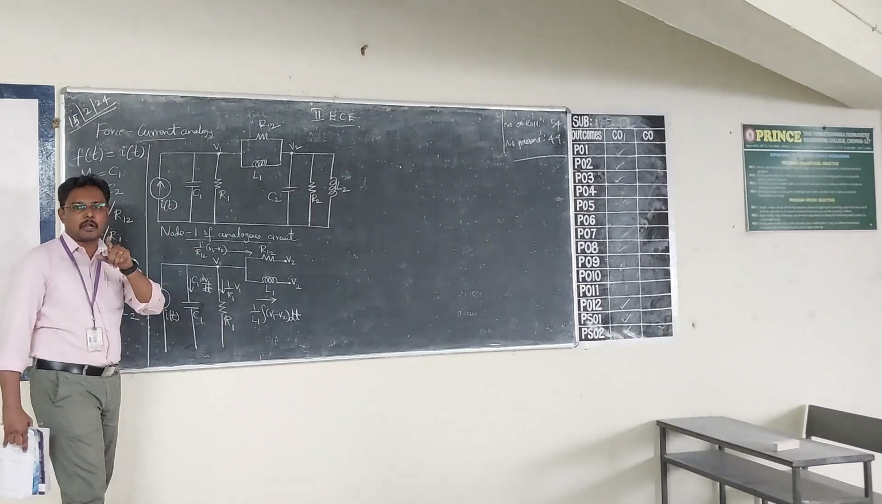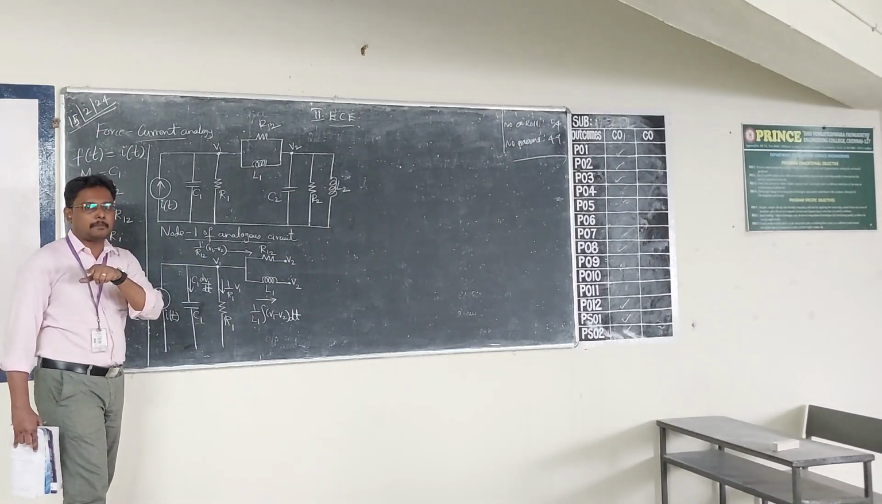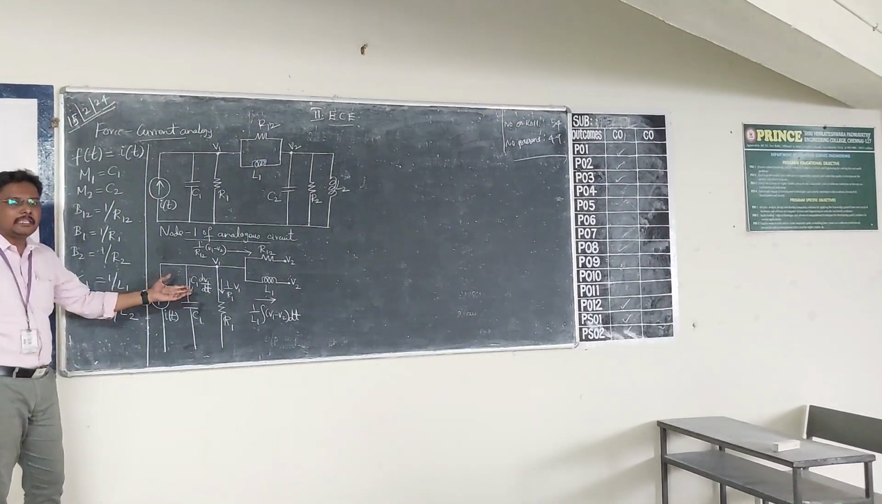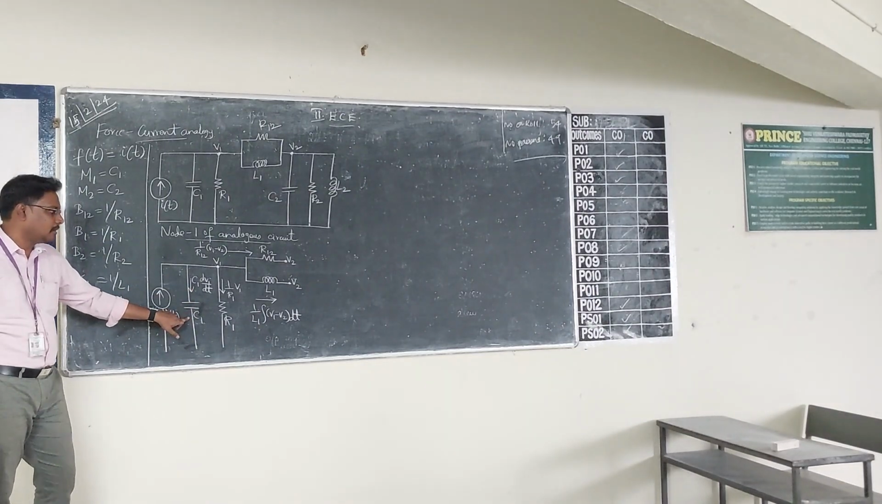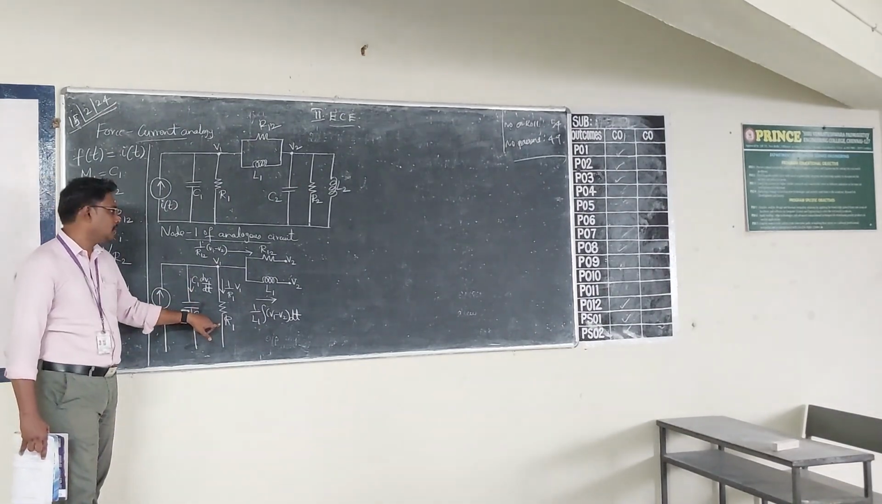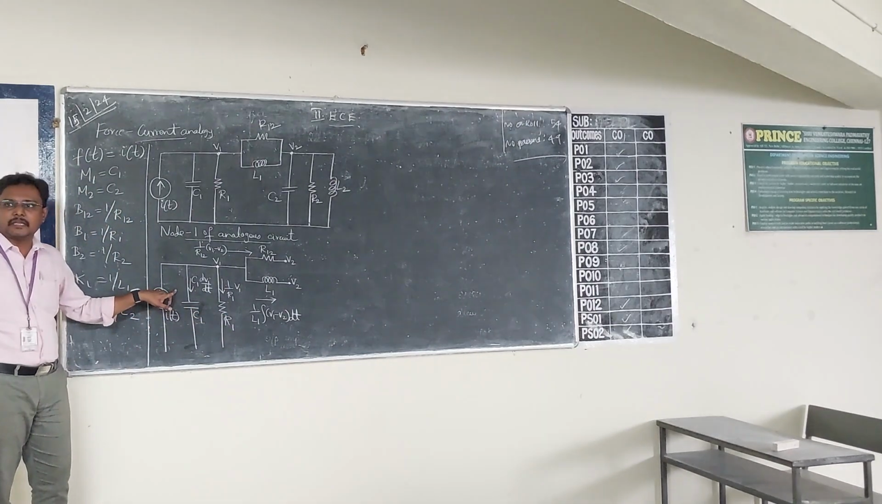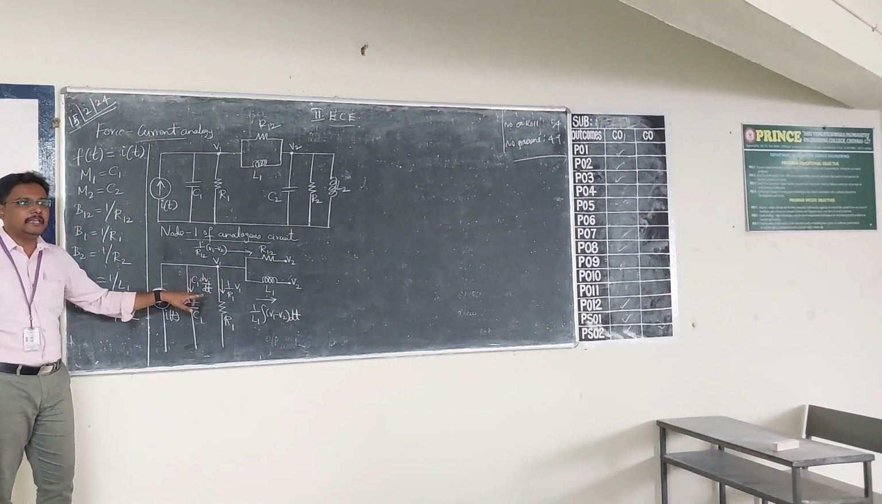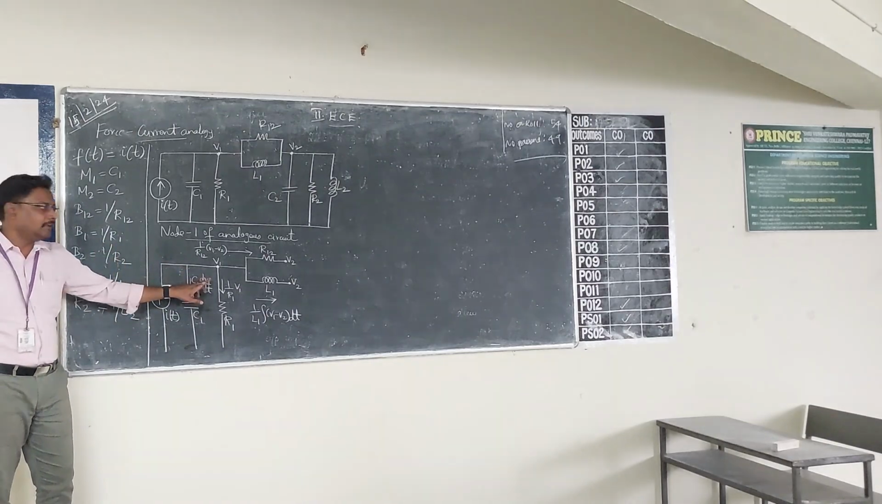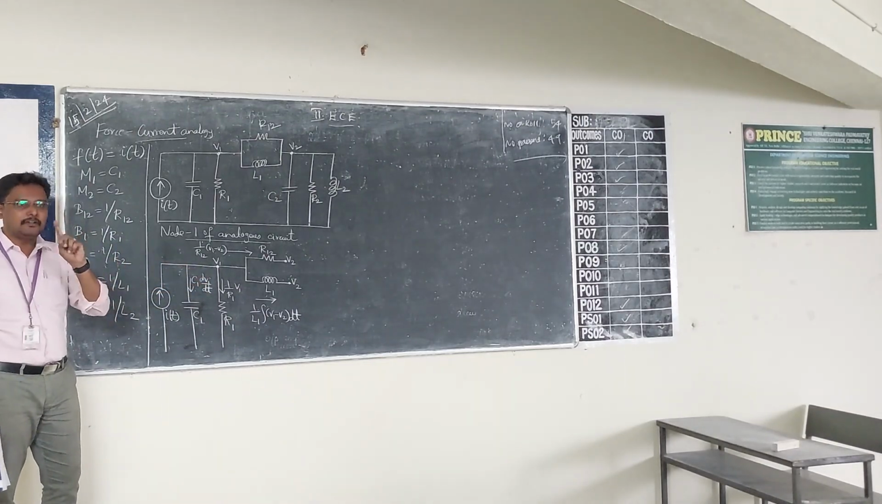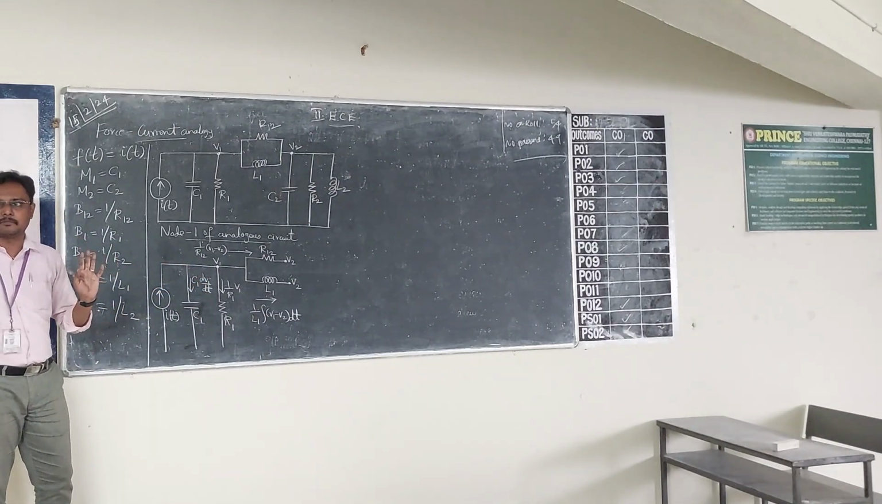You see the tabular column. Now look at the tabular column we put in the first class. What is the equivalent for capacitor? What is the equivalent for resistor? What is the equivalent for inductor? How will you write the capacitor? C into dV by dt. Yeah, this is V1, because you are concerned only with the first node. You should consider only V1.